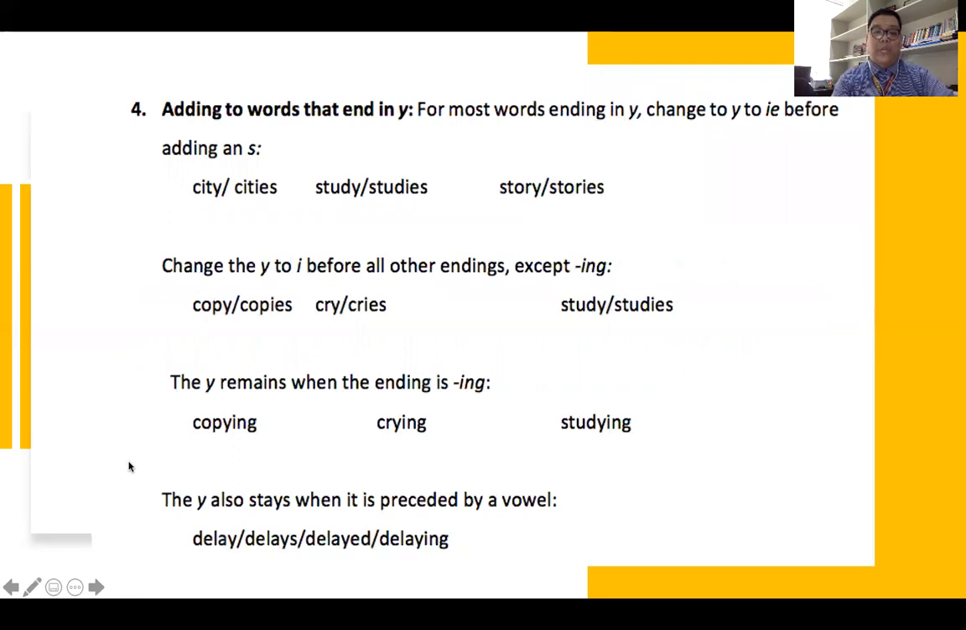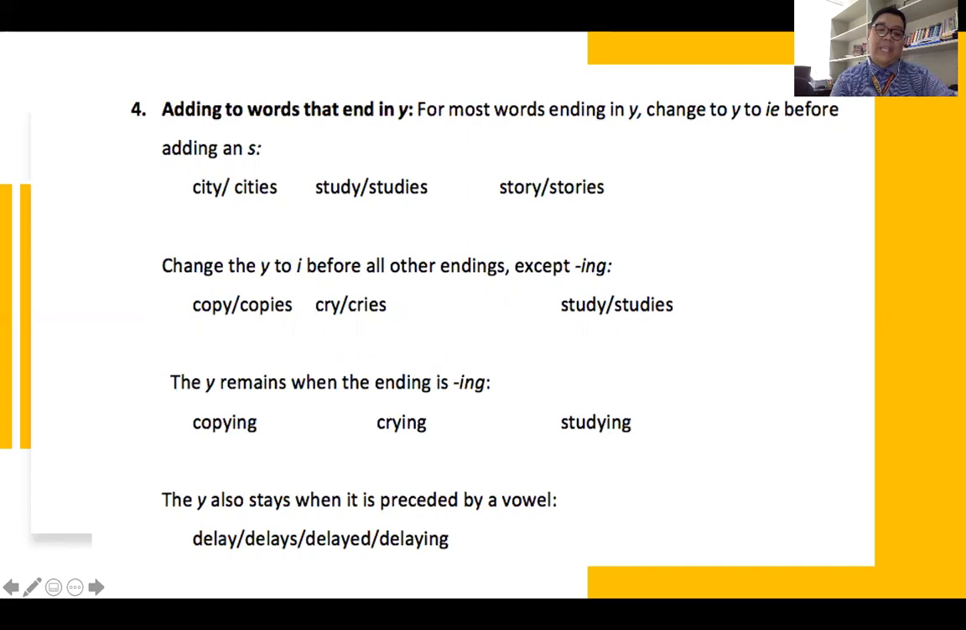Now, adding to words that end in Y. For most words ending in Y, change Y to I before adding an ES. For example, we know this. City, change Y to I, and then add ES, cities, studies, story, and stories. Change the Y to I before all other endings except -ing. For example, copy, copies, cry, cries, study, studies. The Y remains when the ending is -ing. For example, copying, crying, studying. So you have to remember that one.